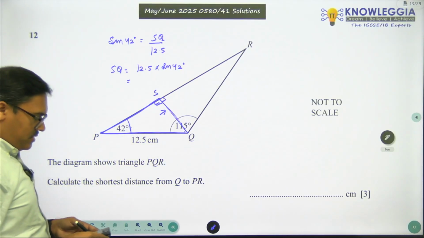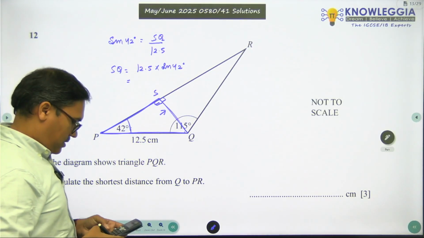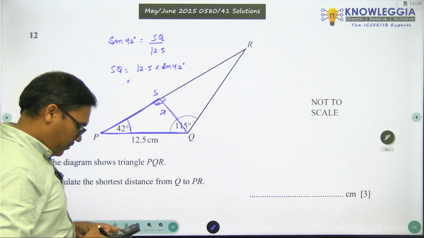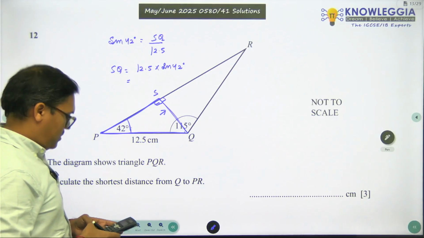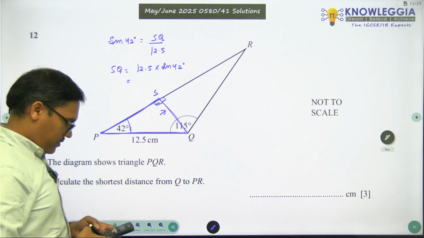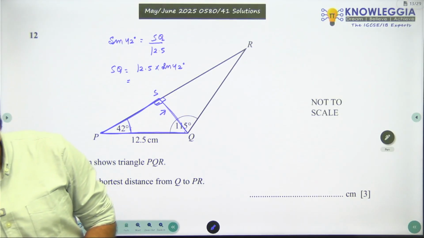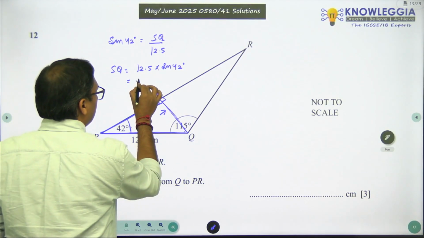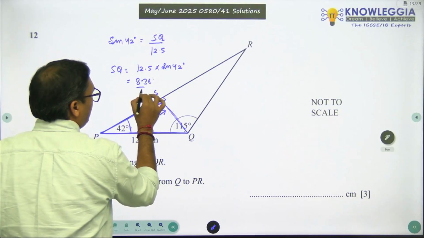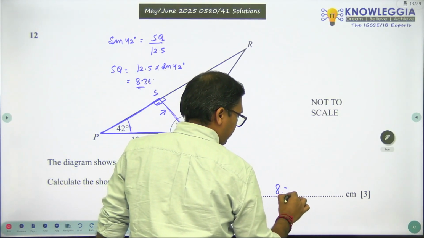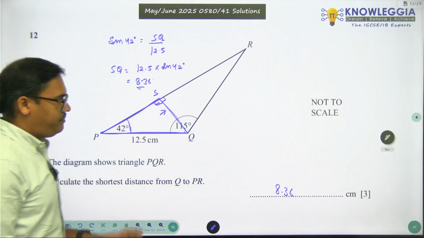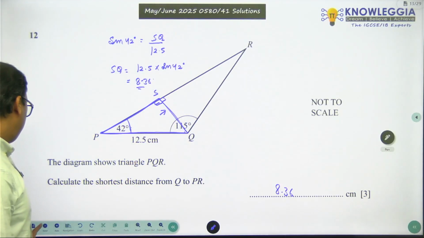Okay. So you can just calculate this. Sine 42 multiplied with 12.5 is 8.36. So 8.36 centimeter is the correct answer. This is how we can easily solve this question.